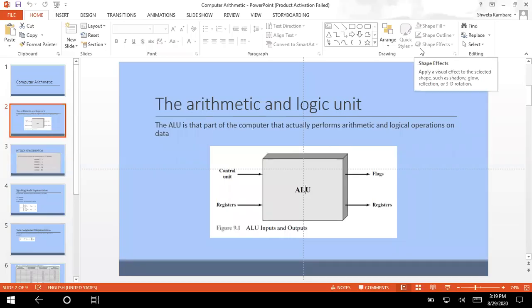Hello friends, today we are going to talk about computer arithmetic and how the arithmetic is done.